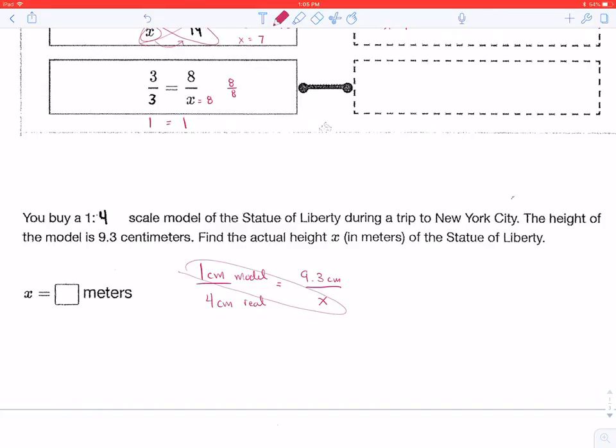In this case, it's 1 times x, means that the x is already going to be by itself. So you just need to multiply these two values to figure out what 9.3 times 4 would get you, which is going to end up being 37.2 meters.